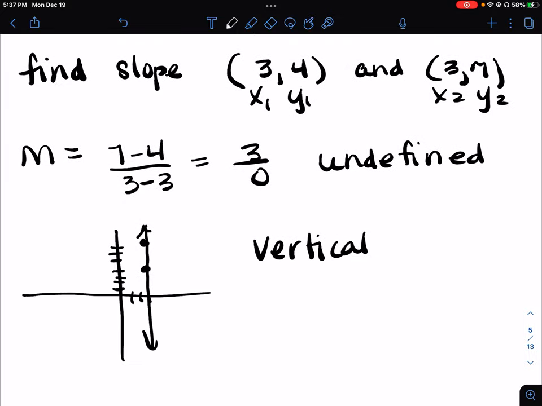Okay, what about 3, 4, and 3, 7? y2 minus y1 would be 7 minus 4. x2 minus x1 would be 3 minus 3. Anything divided by 0 is undefined. Okay, so 3, 4 means right 3 up 4. 3, 7's right 3 up 7. So we see an undefined slope is a vertical line.